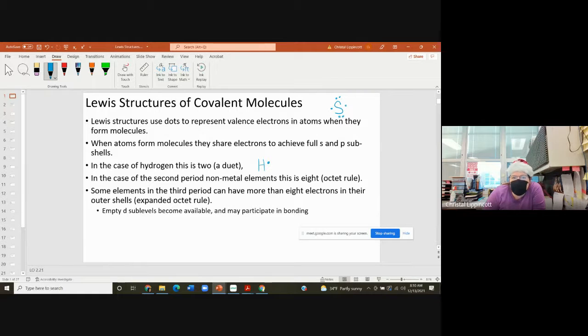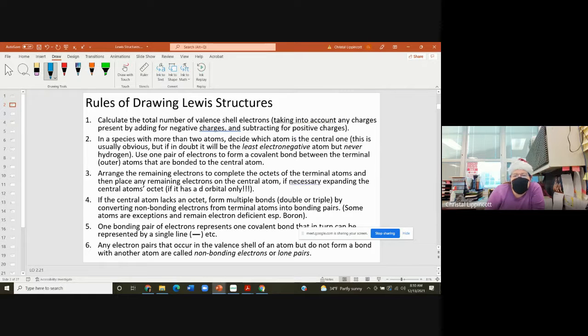In the second period, nonmetals, this is the 8. And further down, some elements in the third period can have more than 8 electrons, which is called an expanded octet, because some of them have empty d sublevels, which makes them available for bonding. So sulfur is an example of that. It can actually have more than 8. It can expand its octet. All right, so fun times.